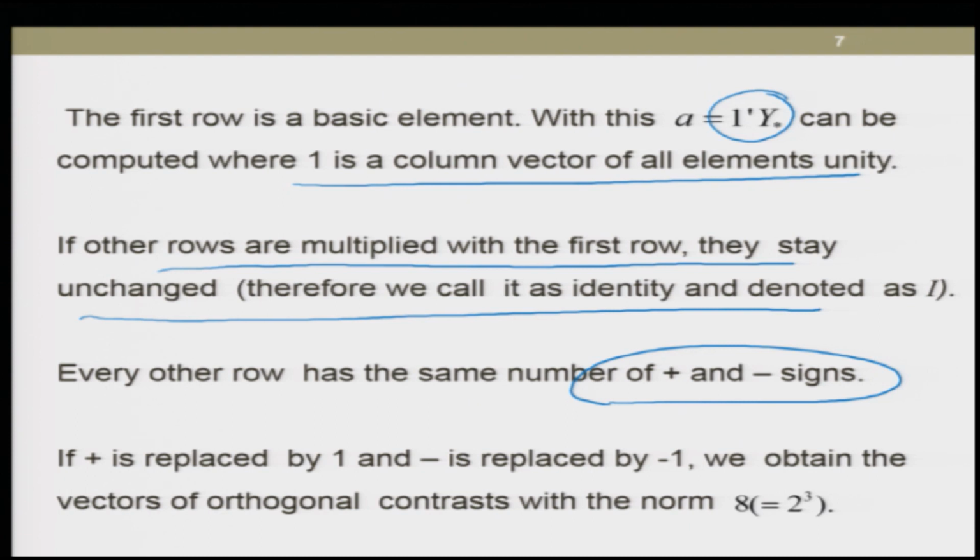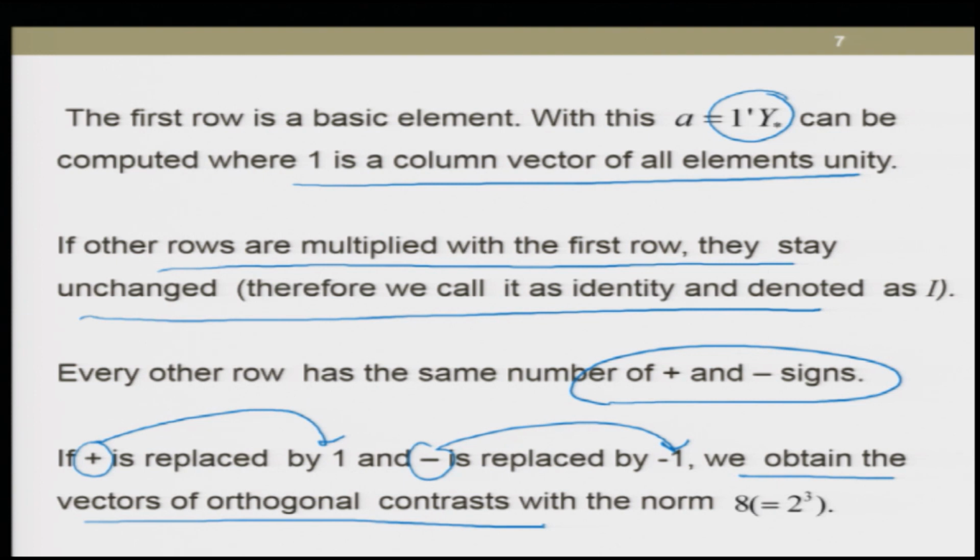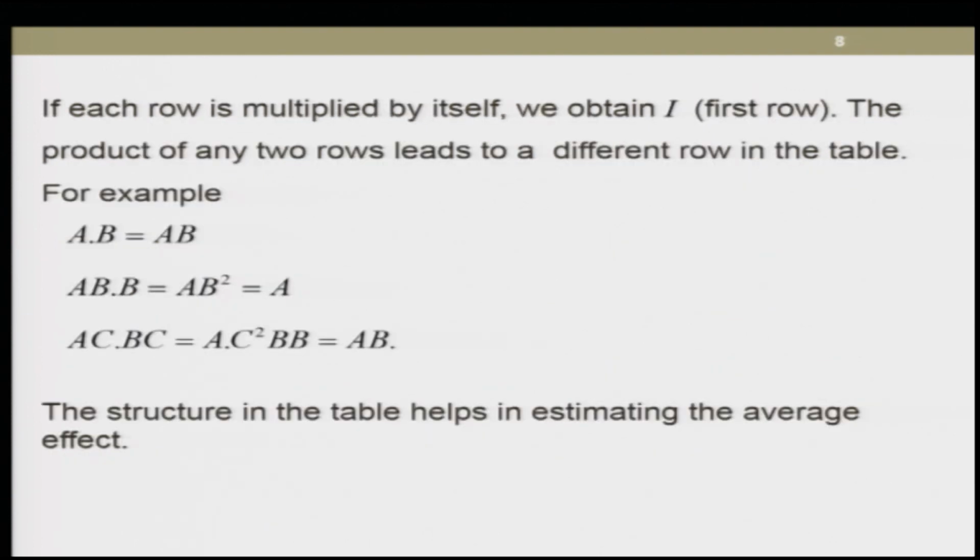Now we have understood that if I replace the plus sign by plus 1 and the minus sign by minus 1, then we can obtain the vectors of orthogonal contrast that I already showed you. Now, what you have to understand more is that once I multiply the signs of A and B, I get AB, and once I multiply AB by B, mathematically it becomes A B square, which is going to be 1. This is what you have to consider.